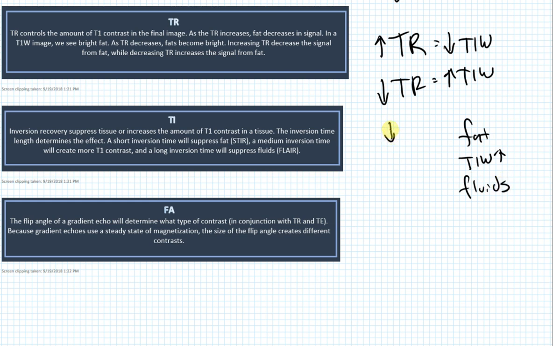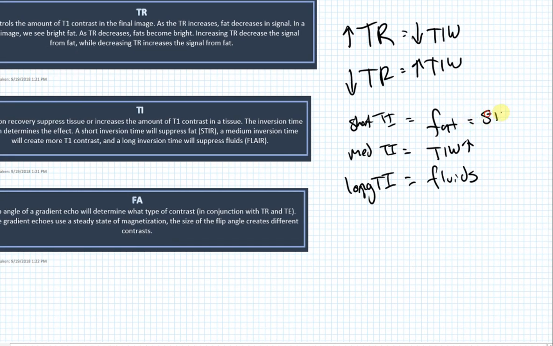If we have a short TI, we end up suppressing fat. A medium TI will increase our T1 weighting, and a long TI will suppress fluids, which we also will call the sequence a STIR. Short time inversion recovery. Medium one, usually this is just done brain imaging, and you may not see it that much these days. The long TI with suppressed fluid is a FLAIR, or fluid attenuated inversion recovery.